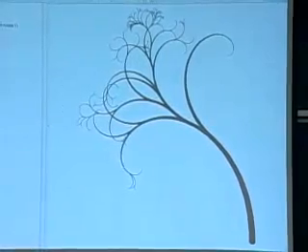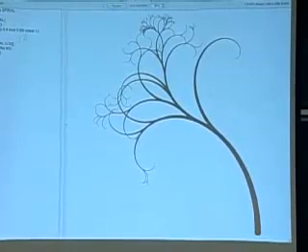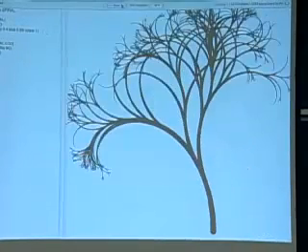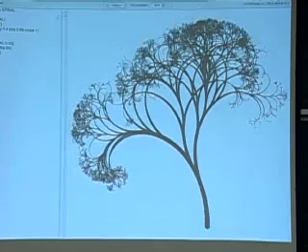That's really wild. So if we increase the probability of branching even more, we get thicker trees because they branch more. It's pretty wild, isn't it? Isn't that cool?